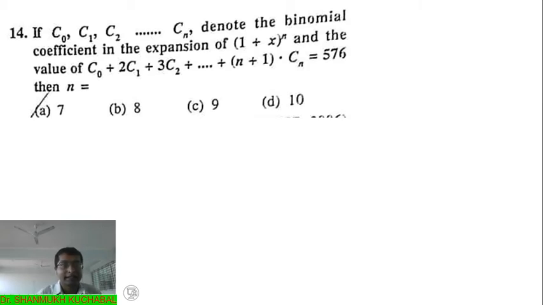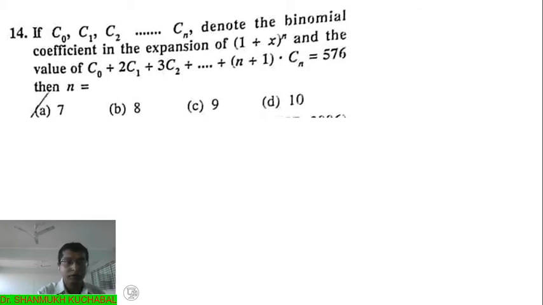If C0, C1, C2, and so on up to Cn denote the binomial coefficients in the expansion of 1 plus x raised to n, and the value of C0 plus 2C1 plus 3C2 plus so on, and the nth term n plus 1 Cn is equal to 576, then we have to calculate the value of n, that is the number of terms here.